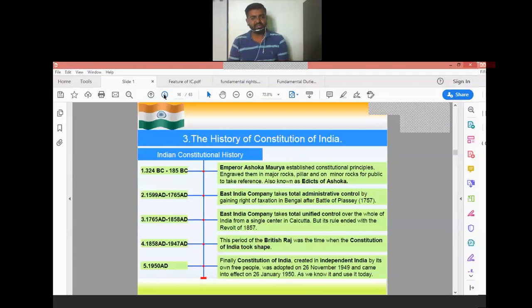Directly or indirectly, we needed to follow the terms. We needed to follow that. Rights were declined. Definitely, we needed to follow this. This was done forcefully, and by the year 1857 the East India Company had total control over the whole of India from a single center, which was in Kolkata. So the one party called the East India Company controlled the whole nation, India.